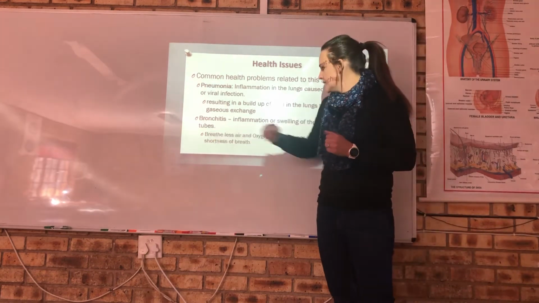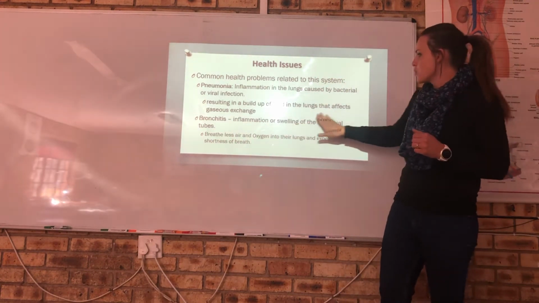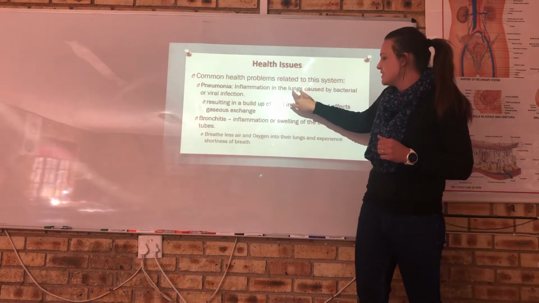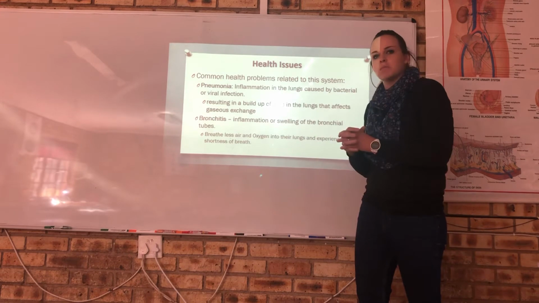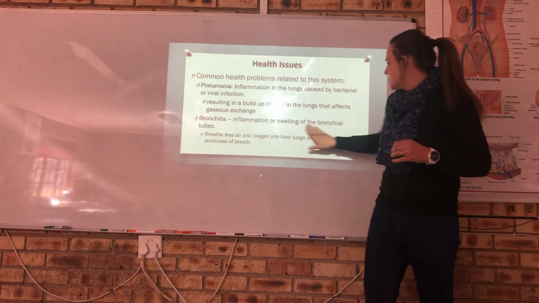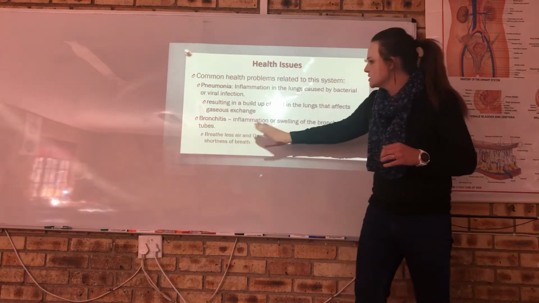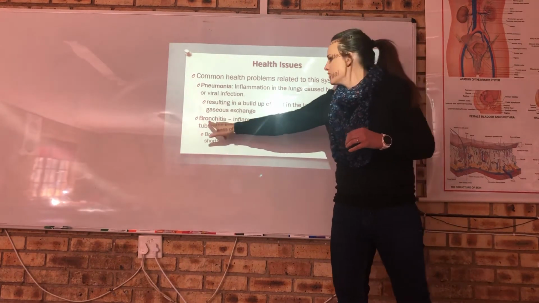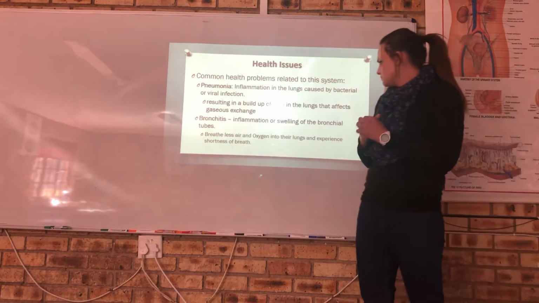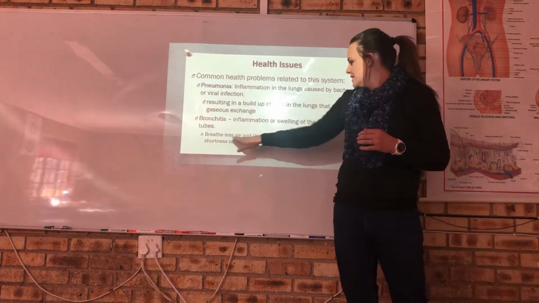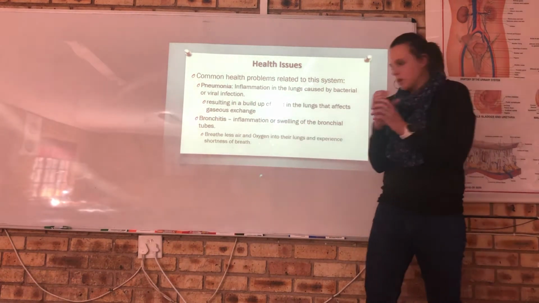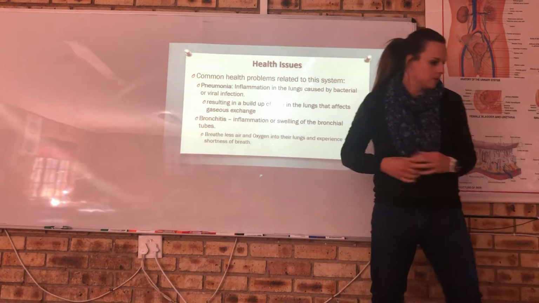Next disease is bronchitis. Bronchitis is inflammation or swelling of the bronchial tubes. So pneumonia, grade 9s, is in the lung tissue, in the alveoli, that last structure that we spoke about when we spoke of structures. So that's inflammation of the lungs. This is inflammation of the bronchial tubes. So there you can see bronchitis, infection of the bronchi. You breathe less air and oxygen into the lungs, and you experience shortness of breath. So it's inflammation, it swells, and you're unable to breathe.